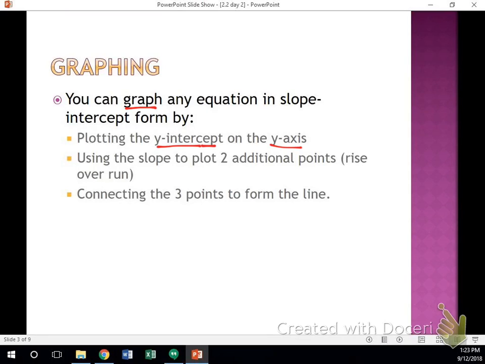Step 1. Step 2. Using slope to plot two additional points, using it as rise over run. The slope, rise over run. Step 3. Connecting the 3 points to form the line.